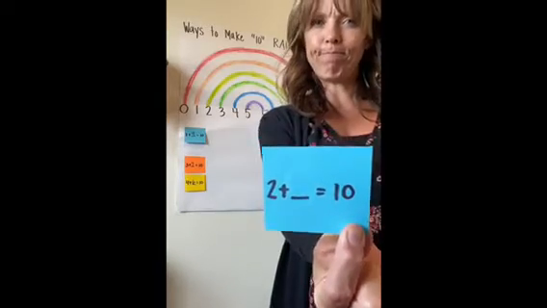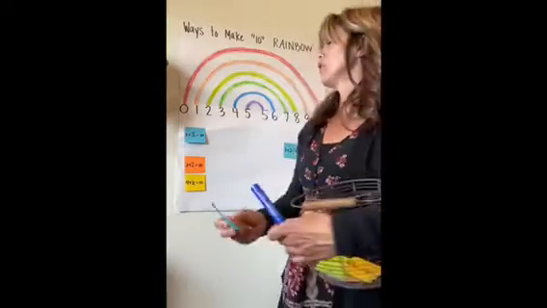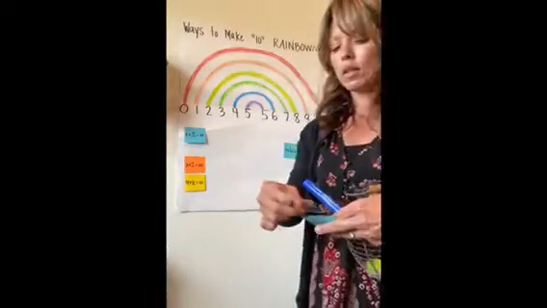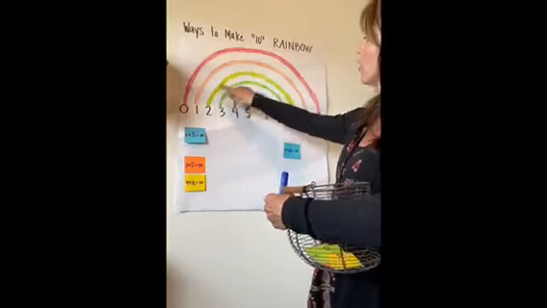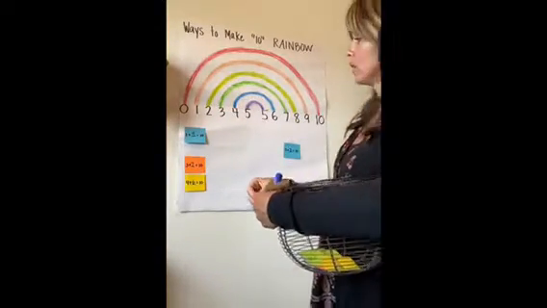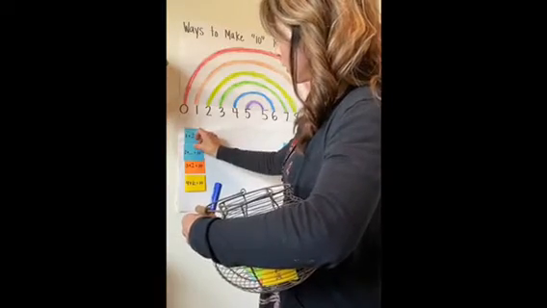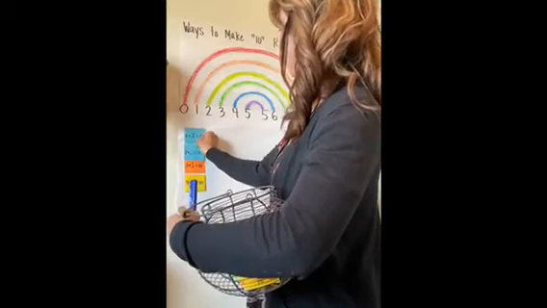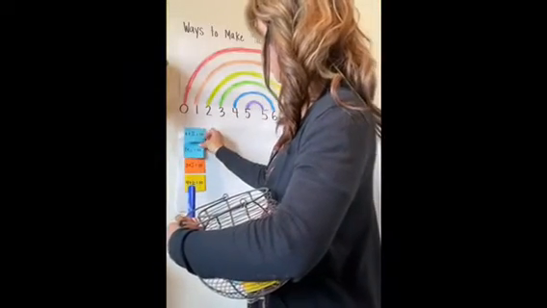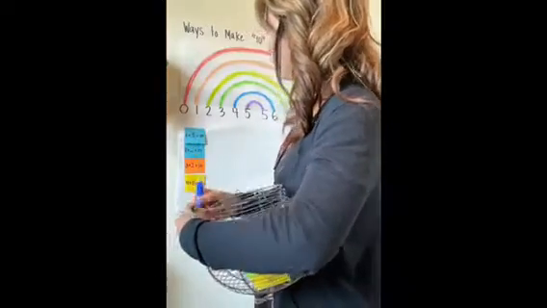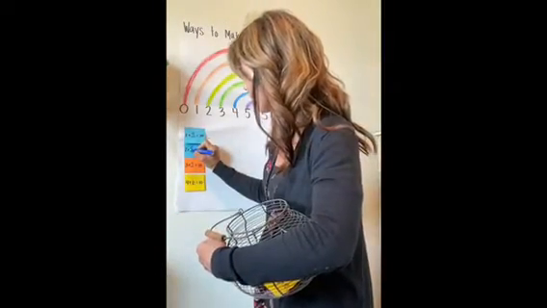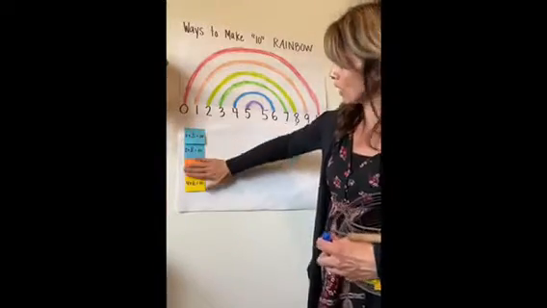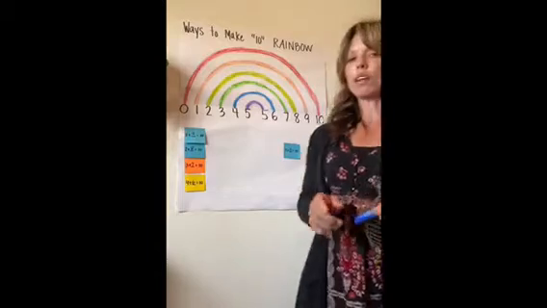2 plus blank equals 10. So we're going to find our 2 on our rainbow. Trace, trace, trace all the way over. And what did we get? 2. Oh, I don't like when that happens. Be picky here. 2 plus 8. Ding, ding, ding. Nice work. 2 plus 8 equals 10. Very good. All right, we're about halfway through.